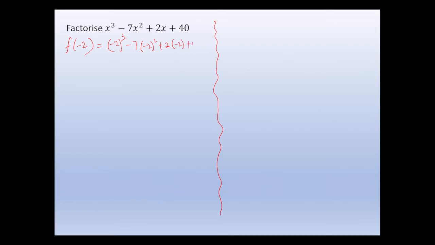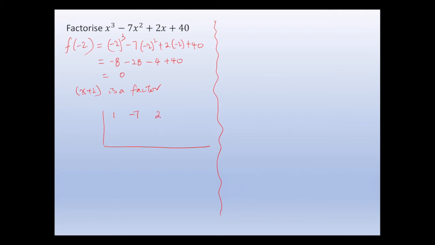Right. f(-2) is actually minus 2 cubed minus 7 times minus 2 squared plus 2 times minus 2 plus 40. So minus 2 cubed is minus 8. Minus 2 squared is 4. 4 times minus 7 is minus 28. 2 times minus 2 is minus 4, plus 40. So therefore, this is minus 40 plus 40, that is 0. So we know that x plus 2 is a factor.